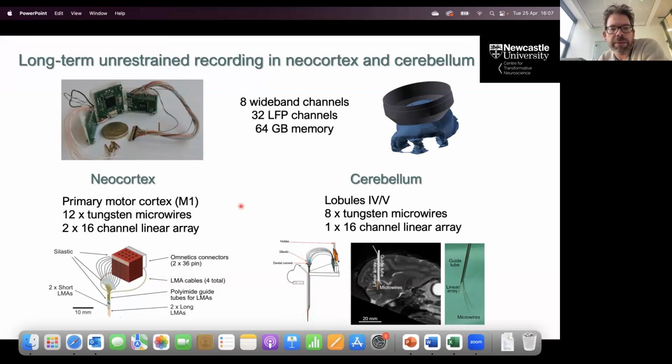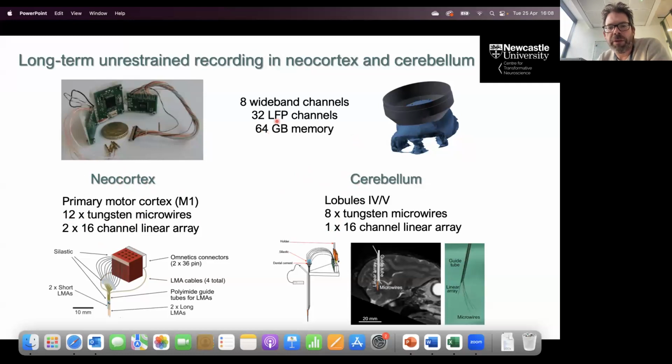In the first set of animals, we targeted areas of the cerebellum and the neocortex that we know from the anatomical work of Peter Strick and colleagues are bidirectionally anatomically connected. So we implanted an array in primary motor cortex and an array on the contralateral cerebellum.